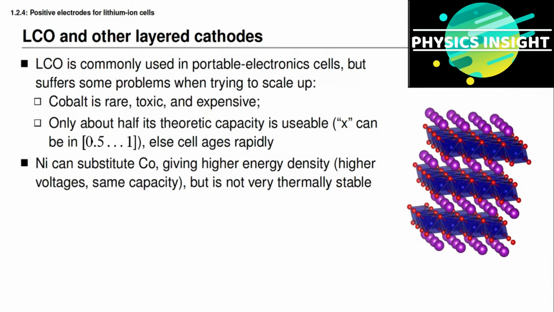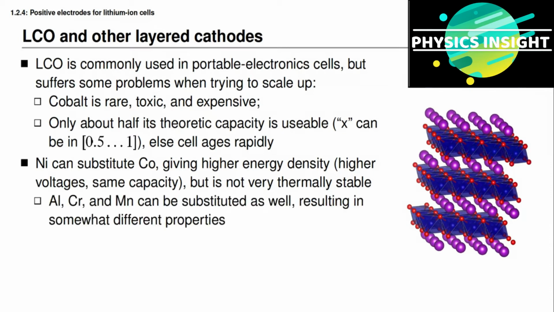Lithium nickel oxide, however, has a higher energy density because it has higher voltage, which is nice, but it also suffers from being less stable thermally, meaning that if you overcharge the battery cell, it's more likely to combust, and that's, of course, very undesirable.